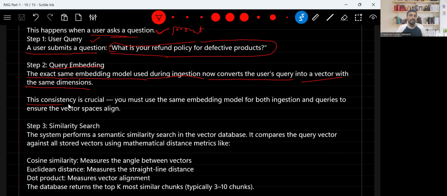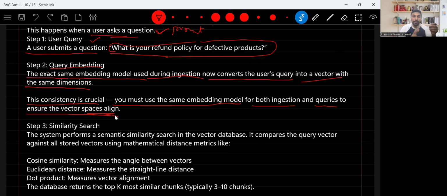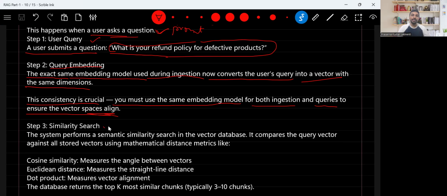Now this consistency is crucial. We must use the same embedding model for both ingestion and queries to ensure that the vector spaces align. That means whatever embedding technique you used in creating the database, the same embedding model you have to use to convert the user query into the embedded vector. Then only the similarity will be checked factually and correctly, and you can retrieve the correct context. That is called similarity search.